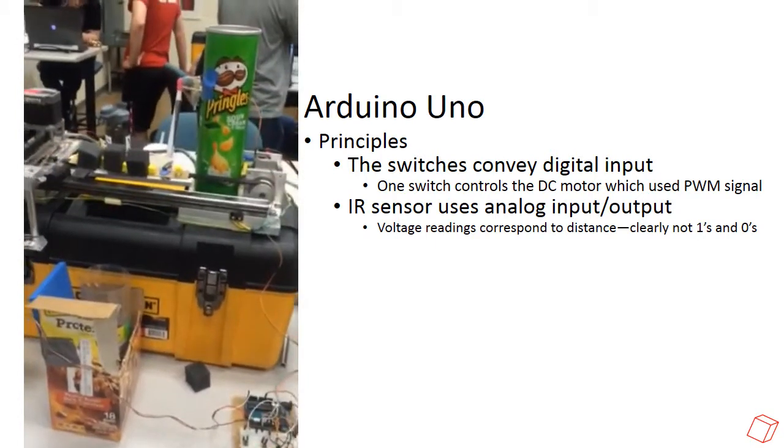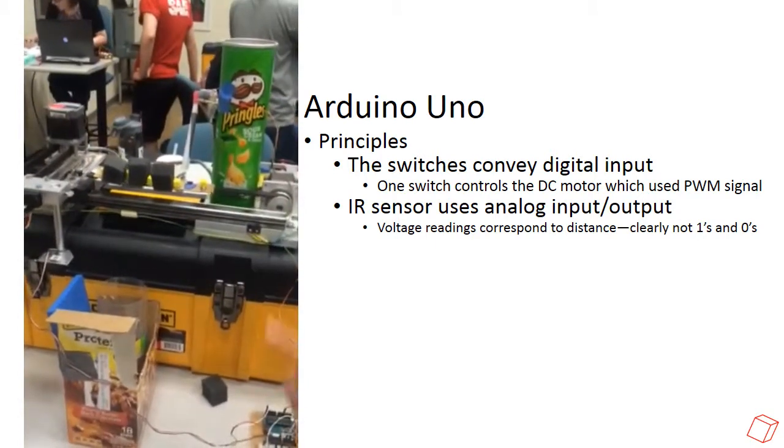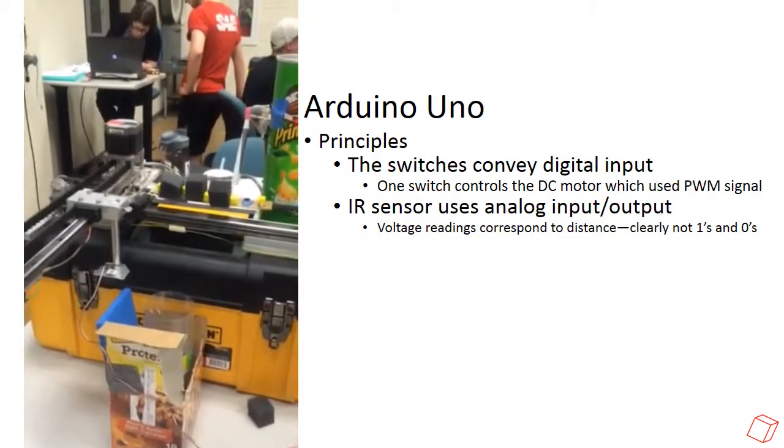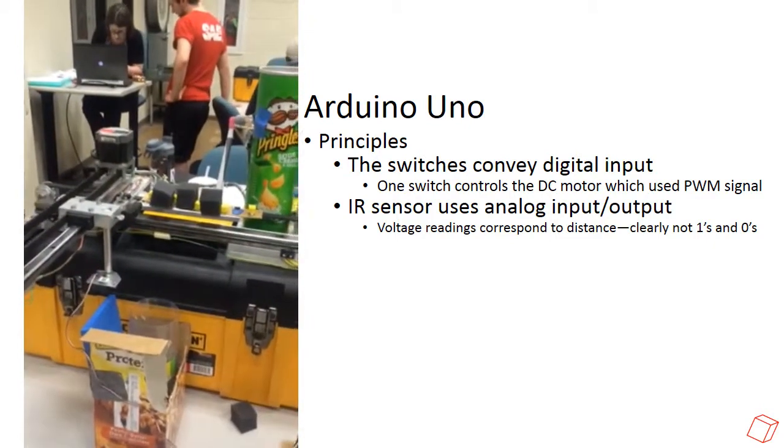Another principle learned during the course is analog input, which is used by the IR sensor. This is used to calculate height, clearly not ones and zeros.